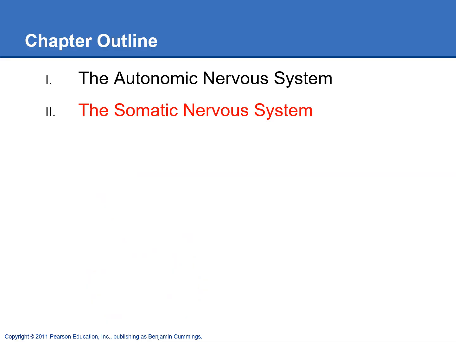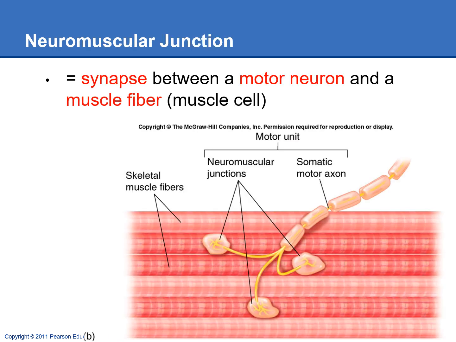We're going to look at the neuromuscular junction in the somatic nervous system. So the neuromuscular junction is just where the lower motor neuron is going to synapse with the muscle fiber or the muscle cell. So definitely know what the neuromuscular junction is. That's really important to know.